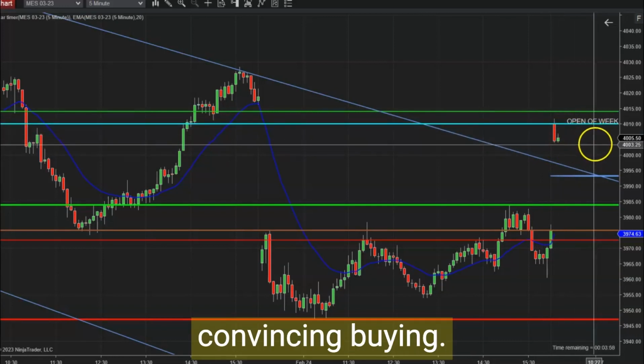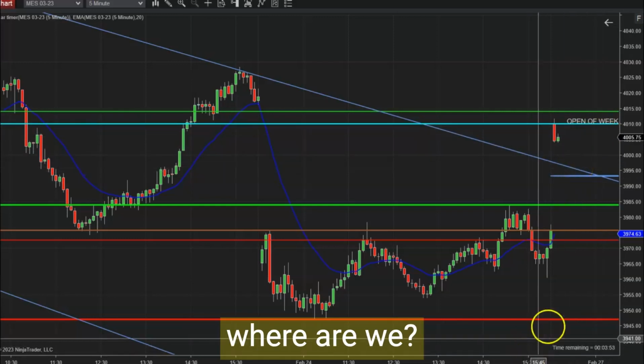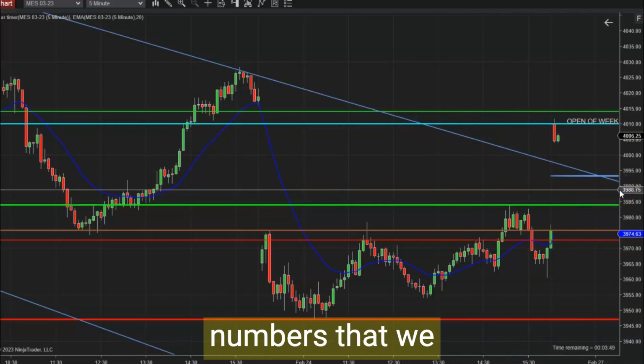Because we're not seeing any convincing buying. Can that change? Absolutely. But right now, where are we? We have, what are the price action? What are the numbers that we have near us?